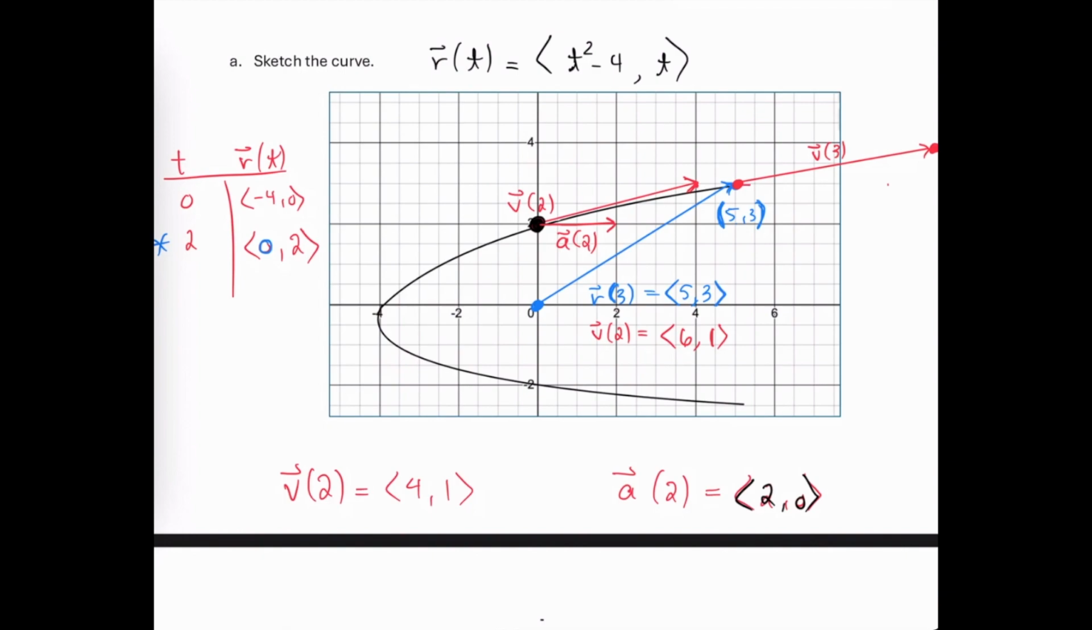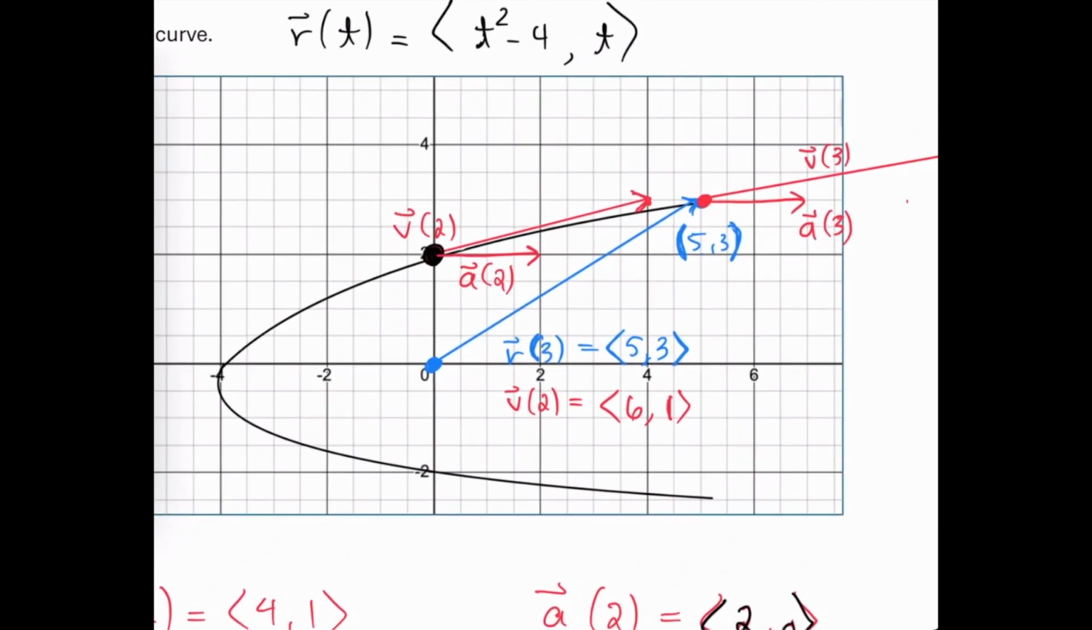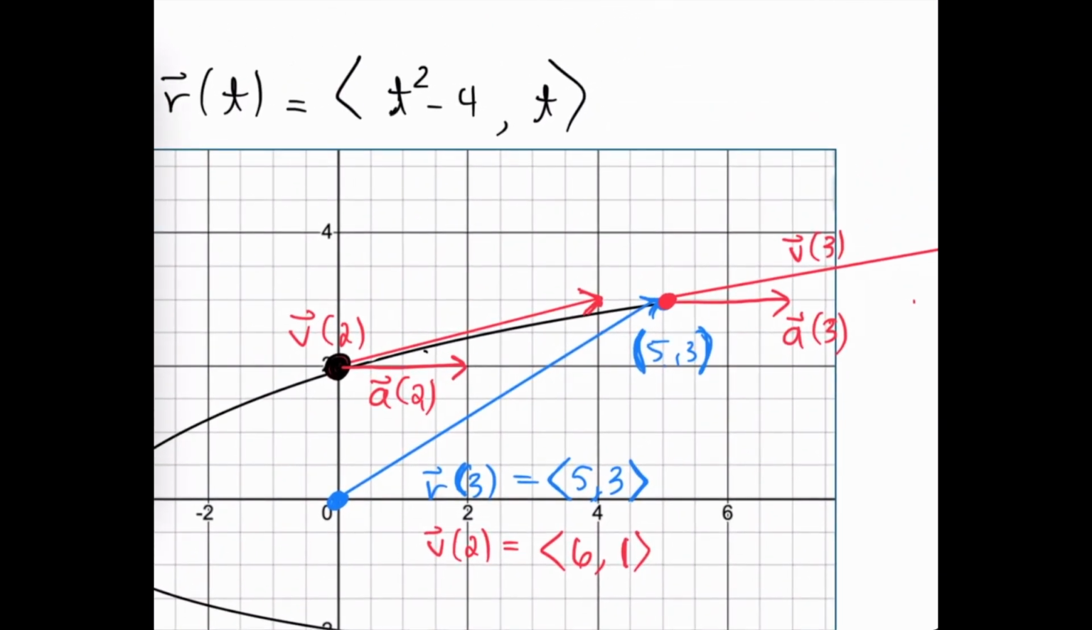If we get a push in the same direction that we're traveling, then the particle is going to be speeding up. We know that it's in the same direction that we're traveling because, let me zoom in here just a little bit, the angle in between these two vectors is less than 90 degrees. If the angle in between the two vectors is less than 90 degrees, then my particle must be speeding up because the acceleration is pushing it in the same direction that it's traveling.